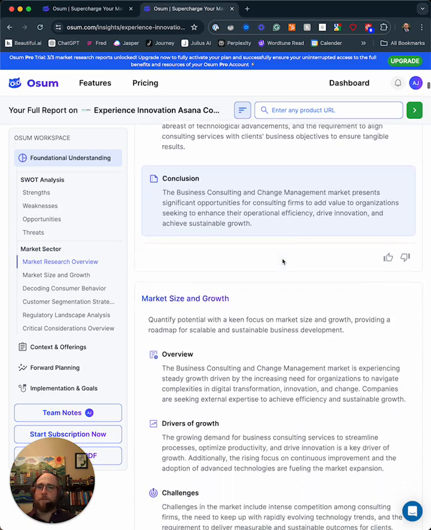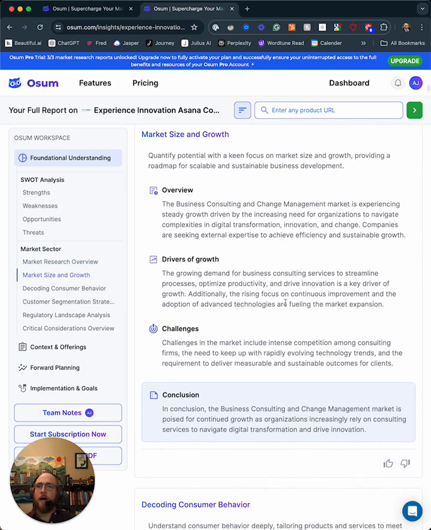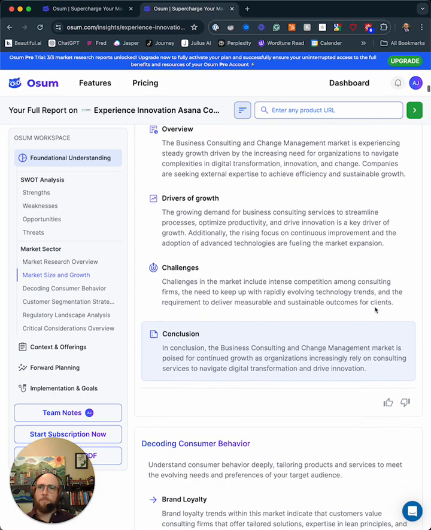In terms of market size and growth, let's take a look at this here. To streamline processes, again, we're getting a little bit generic in terms of the outputs, not really giving me anything that I wouldn't already know.